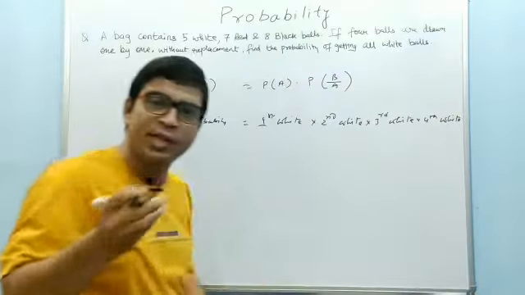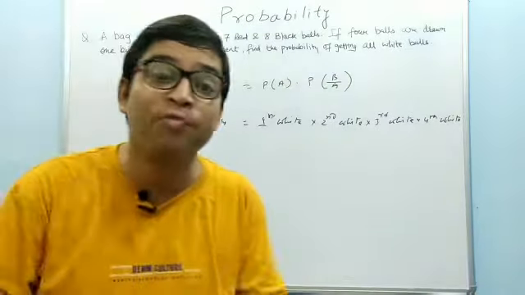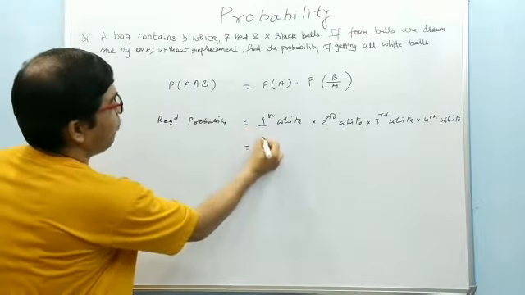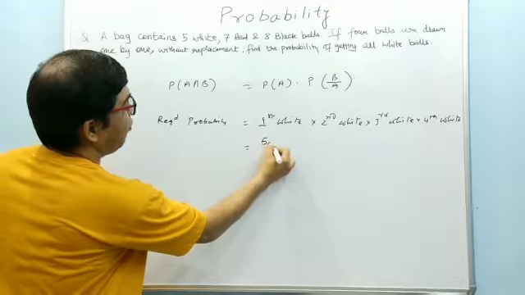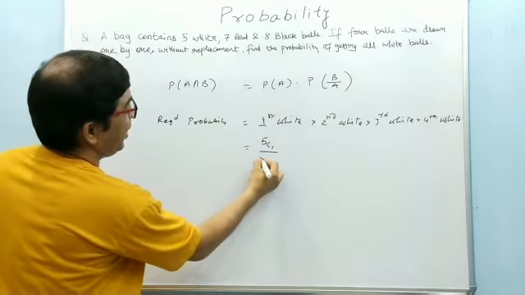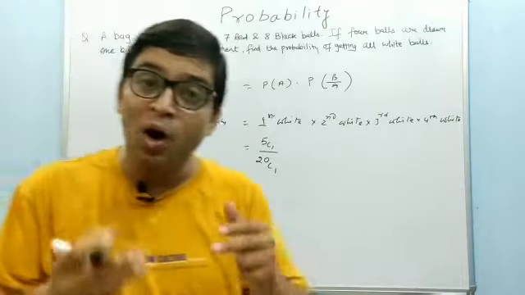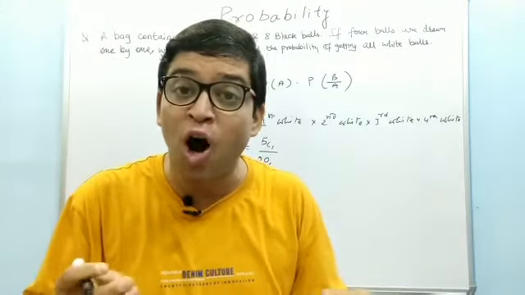So all the four balls have to be white. Now first white, how many whites are there? 5C1 and total is 20C1. Now see, now one ball has been drawn.